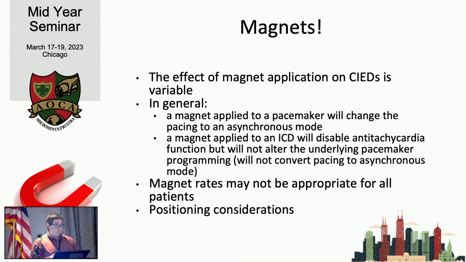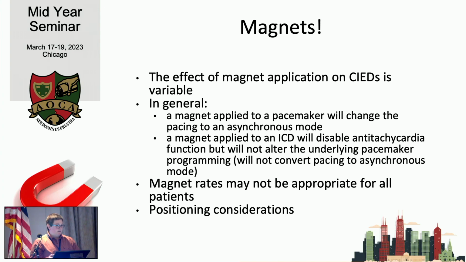And that's where it's helpful maybe to contact the manufacturer if you think there may be issues in a patient where that rate may not be appropriate. Putting a magnet on an ICD will turn off the anti-tachycardia function of the device, but if the patient also has a pacer along with that ICD, it won't change the pacer to an asynchronous mode. So you're still going to have that potential for oversensing of the pacemaker that the patient has along with their ICD.